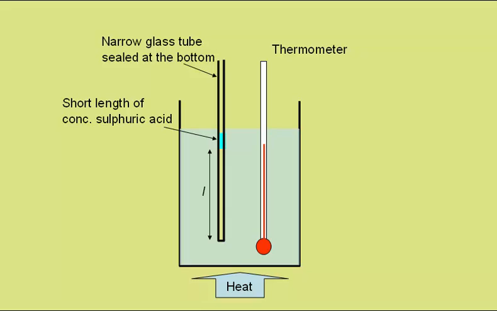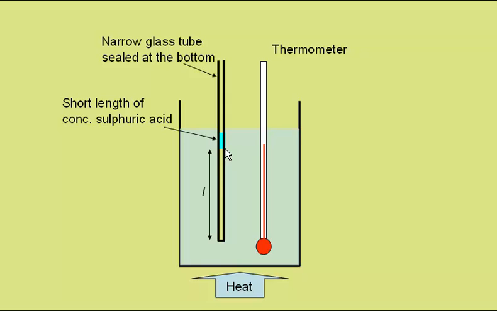Absolute zero. To investigate how the volume of a gas changes as its temperature changes at a constant pressure, we can use apparatus something like this. We have a narrow glass tube sealed at the bottom with a short length of concentrated sulfuric acid somewhere along the tube's length. We can measure this distance L, which will give an indication of the volume of the gas, as the tube is parallel. The sulfuric acid simply removes any moisture from the air, giving more accurate results.